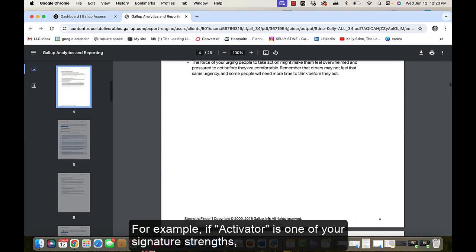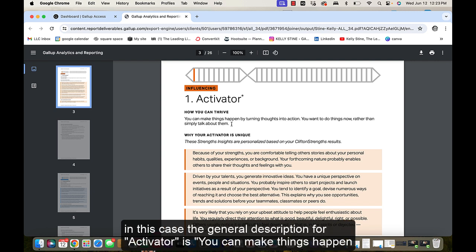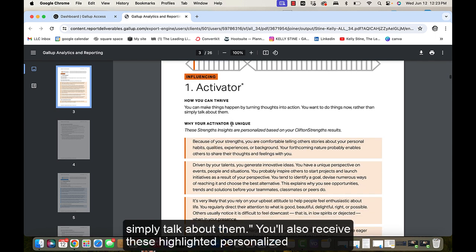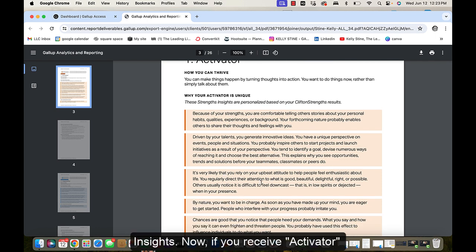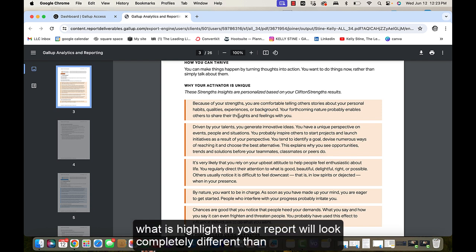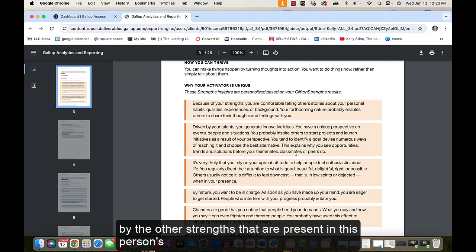For example, if Activator is one of your signature strengths, your report will provide first the general description. In this case, the general description for Activator is: you can make things happen by turning thoughts into action. You want to do things now rather than simply talk about them. You'll also receive these highlighted personalized insights. Now, if you get Activator in your top 5 as a signature strength, what is highlighted on your report will look completely different than what's on this report. The insights that are given here are determined by the other strengths that are present in this person's top 10.